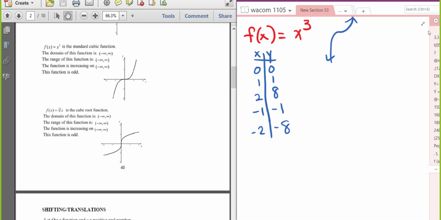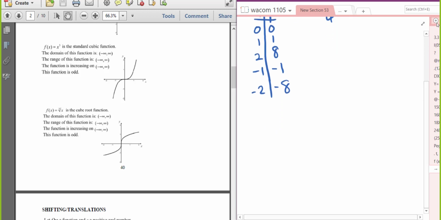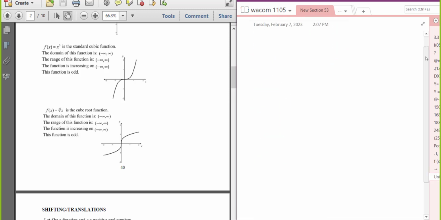The last one we have in our ones to remember, this one is harder for me. This is the one that I have to be careful with because I mess it up. And this is the cube root function, which is the inverse of the one we just had.